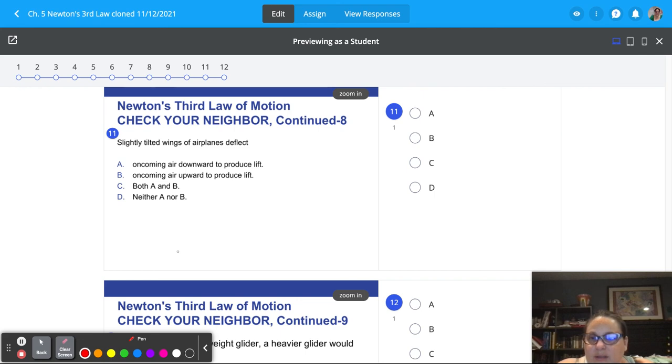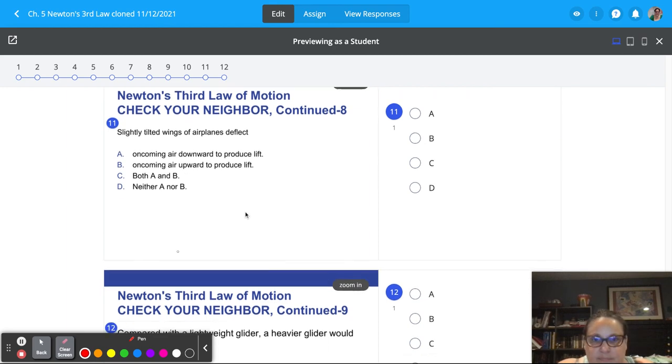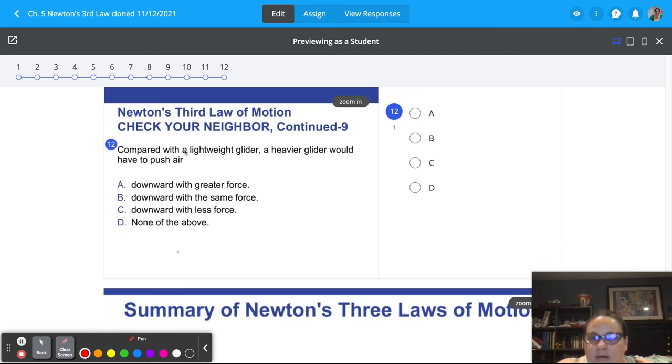Slightly tilted wings of airplanes deflect oncoming air downward to produce lift, upward to produce lift, both A and B, neither A nor B. So it's either upward or downward. If the plane wants to go up, it needs to push air which way? Compared with a lightweight glider, a heavier glider would have to push air downward with greater force, downward with the same force, downward with less force, or none of the above. So the heavier glider would have to use more force, less force, or the same force to stay up.